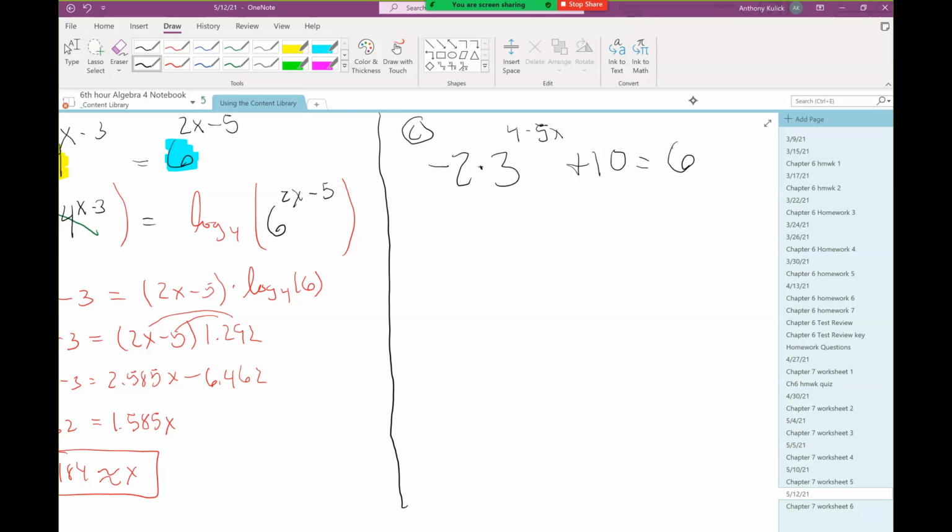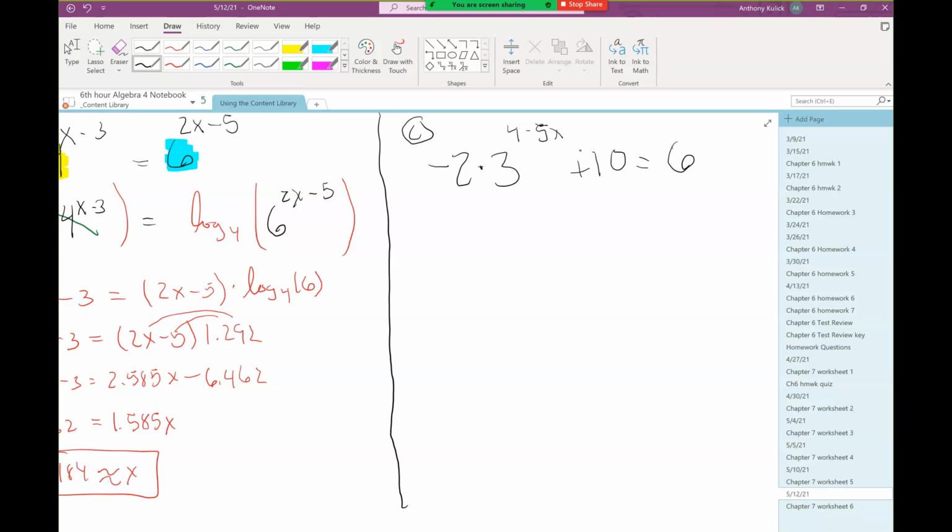So let's say I have negative 2 times 3 to the 4 minus 5x plus 10 equals 6. Here, notice I have only one kind of exponential, as opposed to the previous problems where I had 2 different exponentials. But I have some other stuff that's not exponential in the problem also. Everybody's okay with that difference between the previous examples and this one?